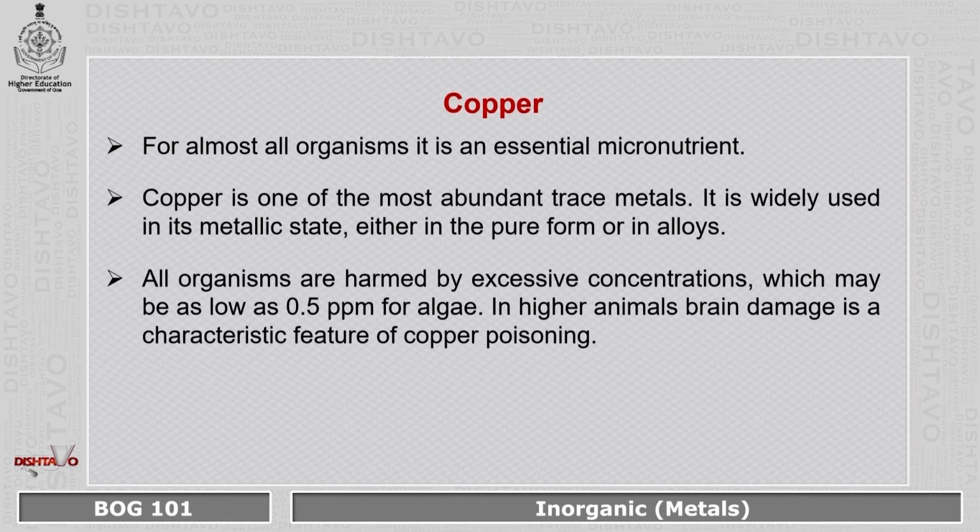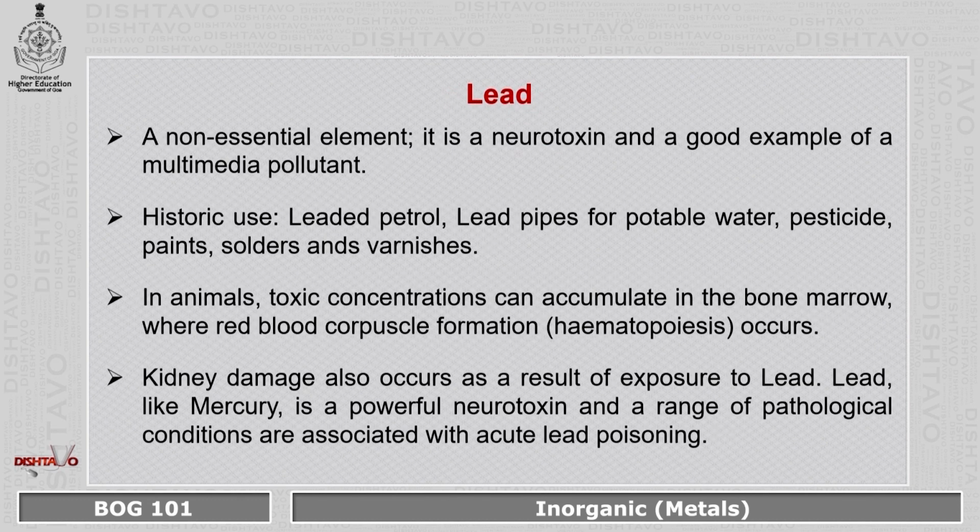Copper, for almost all organisms, is an essential micronutrient. Copper is one of the most abundant trace metals. It is widely used in metallic state, either in pure form or in alloys for different purposes. All organisms are harmed by excessive presence of copper, which may be as low as 0.5 ppm. This concentration of copper is toxic to algae and fungi. In higher animals, brain damage is a characteristic feature of copper poisoning.